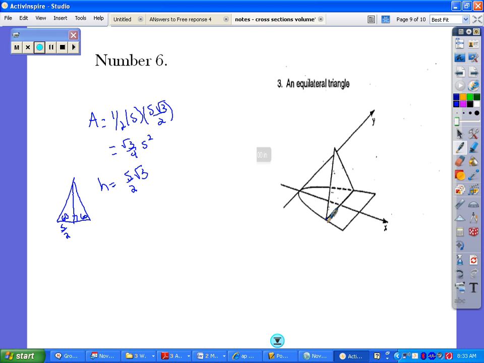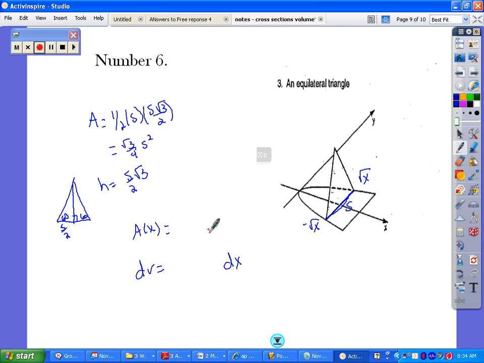So we need to find s, and s is this side in our equilateral triangle. So to find that, we need this distance. So remember, this curve is the square root of x. This is negative the square root of x. So we're going to find A of x, and because we're again perpendicular to the x-axis, it's in terms of dx. So dV is going to be in terms of dx.